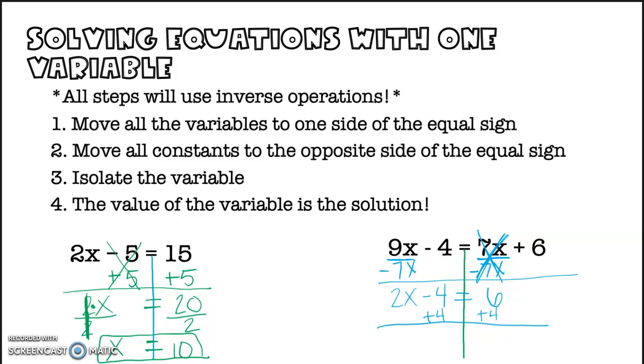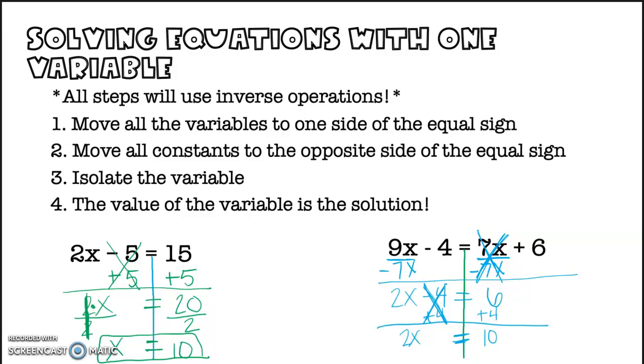That leaves me with 2x, nothing affected it, negative 4 and a positive 4. It's going to be a 0 pair, so it leaves it just by itself. 2x equals 6 plus 4, that equals 10.